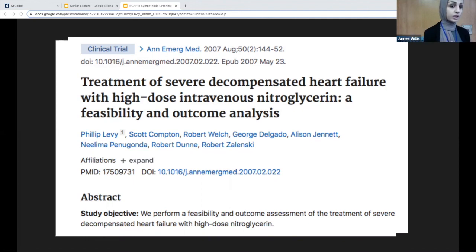Out of the 29 patients, only 1 patient had symptomatic hypotension after the 2 milligram bolus, which resolved with a 500 cc bolus of fluids, and there were no other complications. So the level of evidence available for high-dose nitroglycerin is not very strong, and it's definitely not strong enough to make recommendations about the dosing, but it's enough for us to say that it's safe and that it's effective.